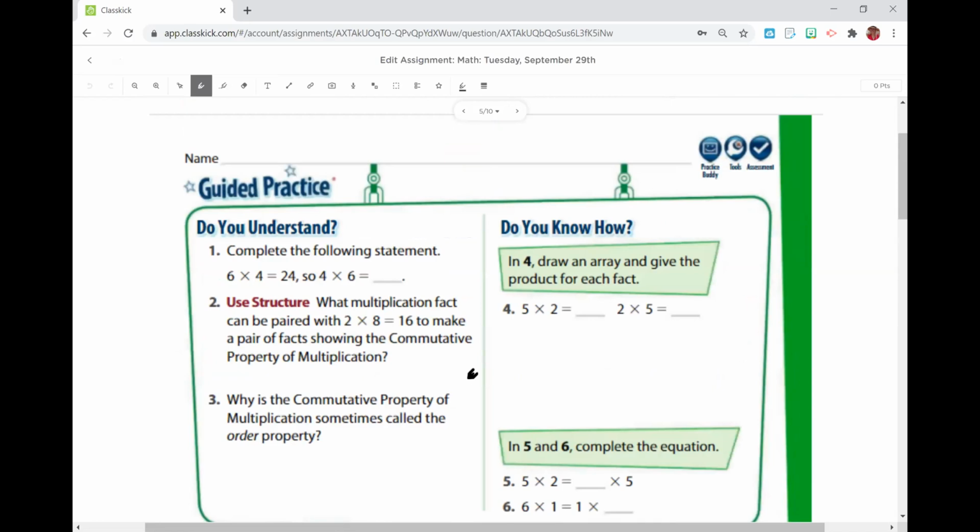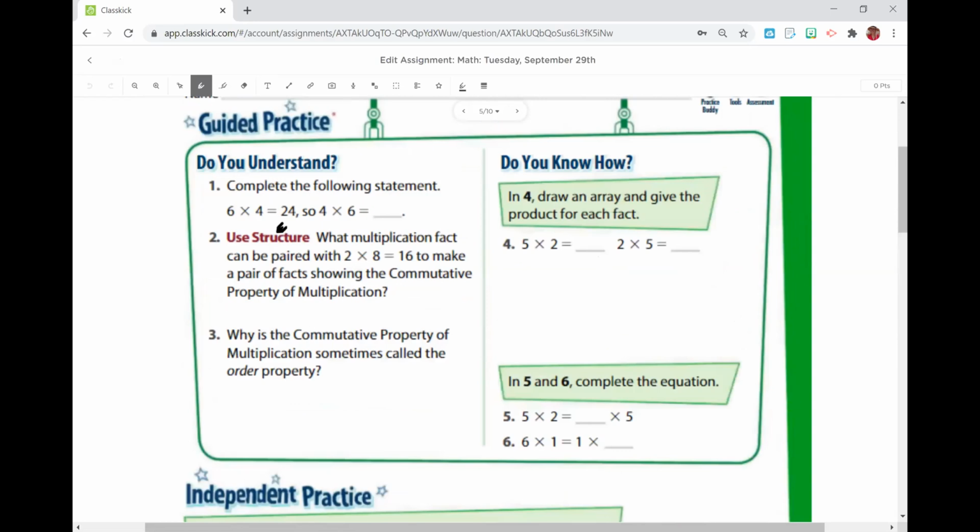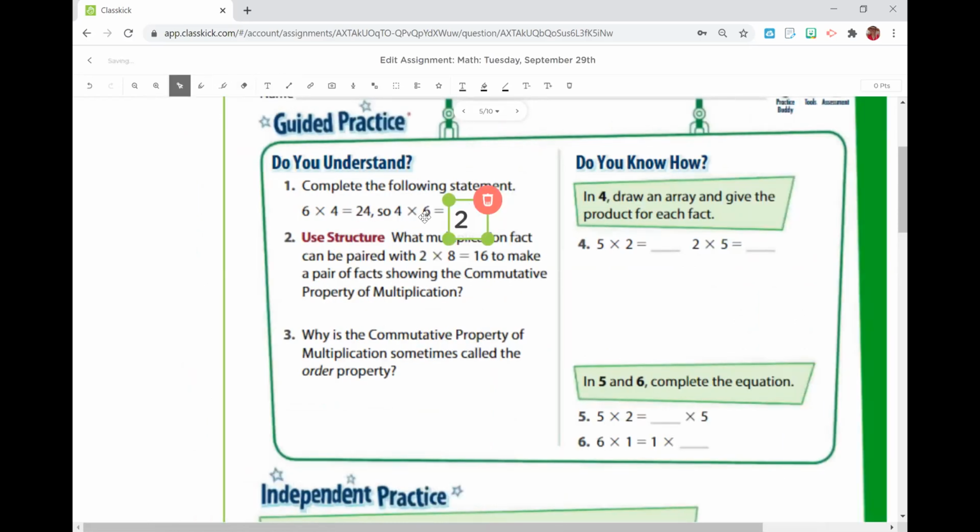Now let's go to page number 27. We're going to do the top together, and you will have to complete the bottom on your own. We'll get started, but you'll have to finish the rest on your own. Complete the following statement. 6 times 4 equals 24. If that equals 24, if we flip the two factors, 4 times 6 will also equal 24. Write that down.